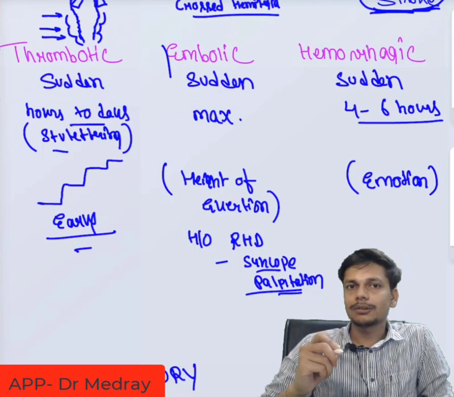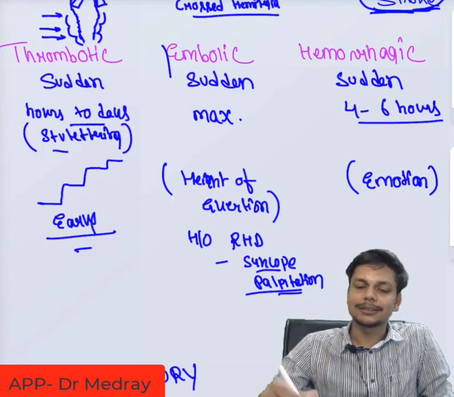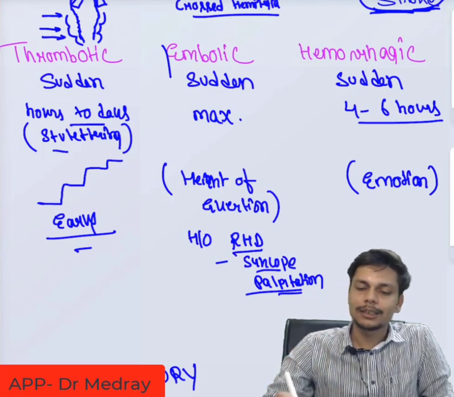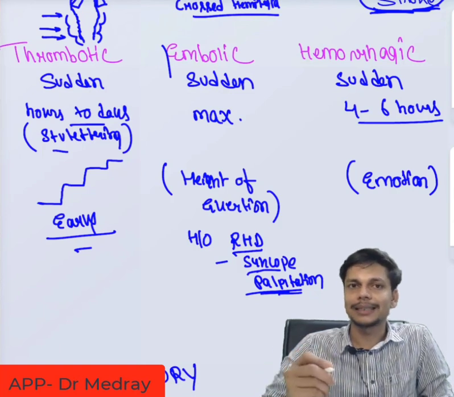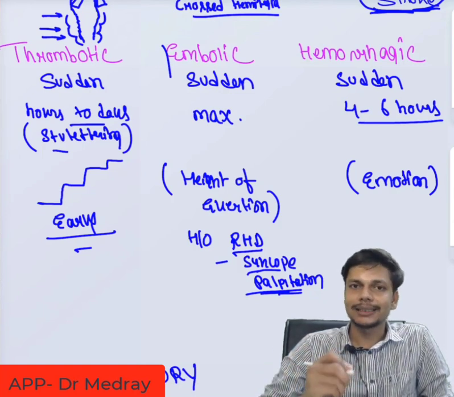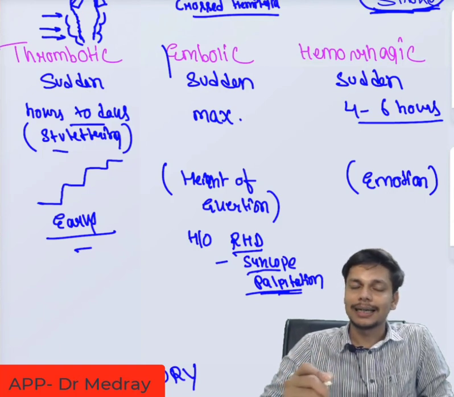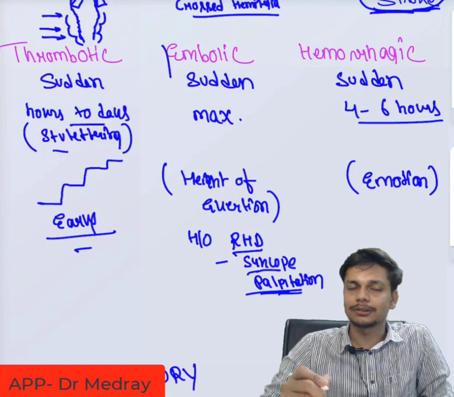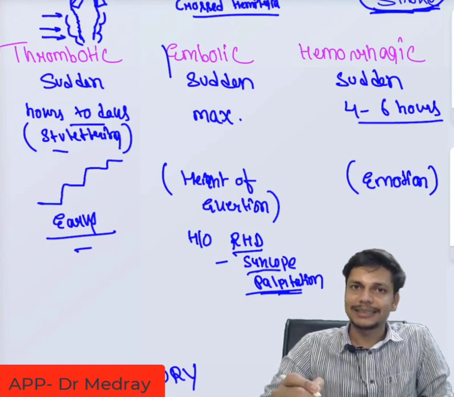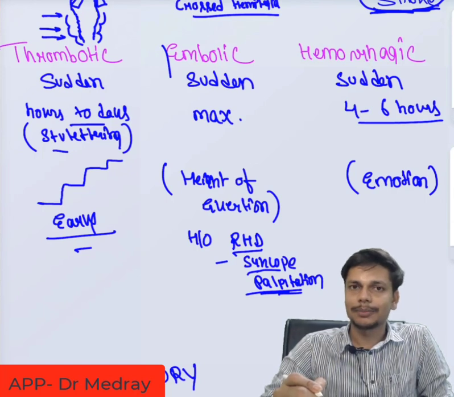Then you have to also mention in the negative history that there is no history of rheumatic fever, no history of syncope, no history of palpitation, no history of chest pain, no history of dyspnea on exertion, to rule out embolic stroke. As in a patient of embolic stroke because of rheumatic heart disease or because of atrial fibrillation, the patient may have a history of syncope, palpitation, chest pain, dyspnea on exertion.